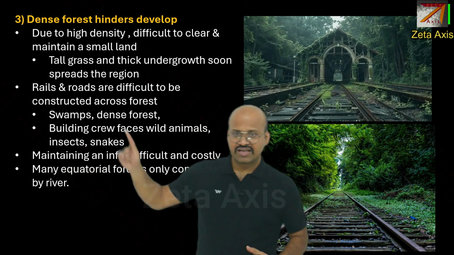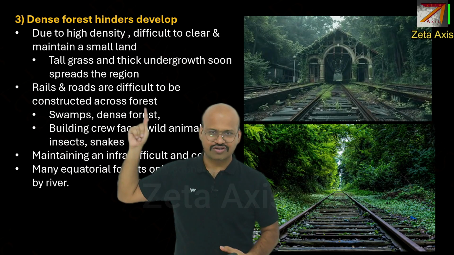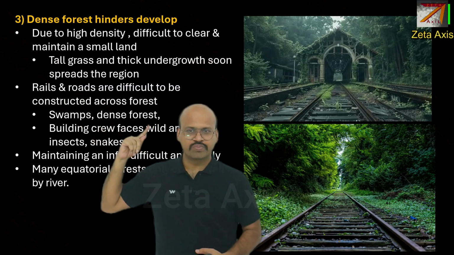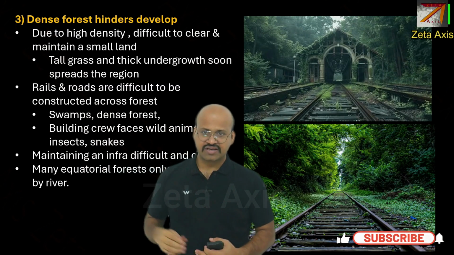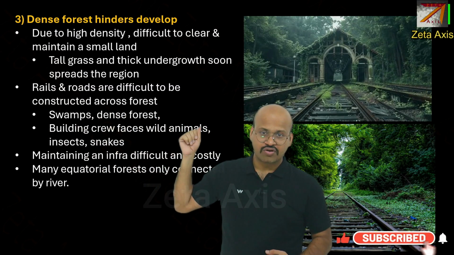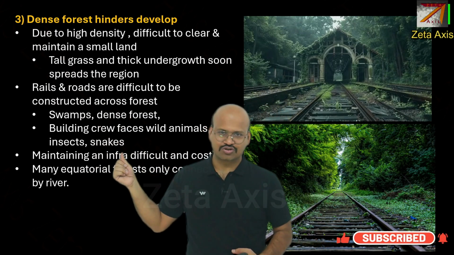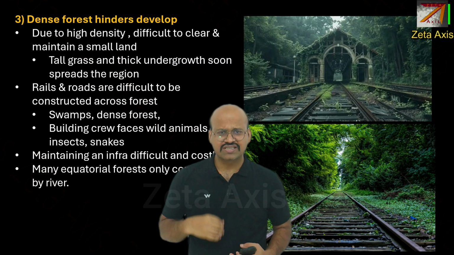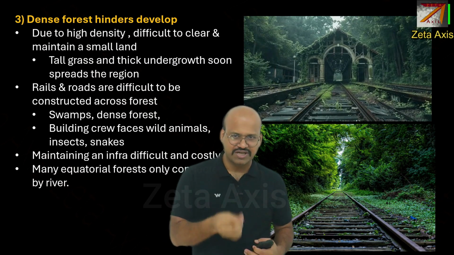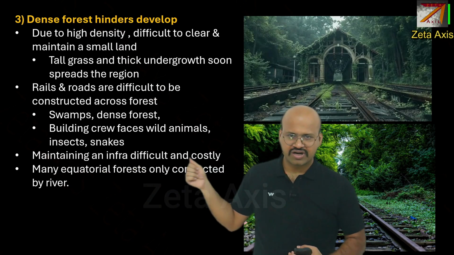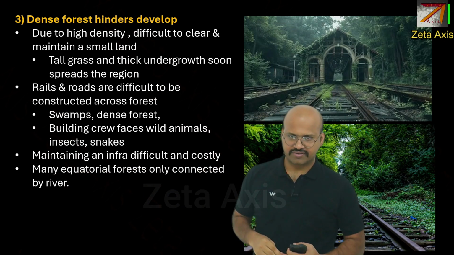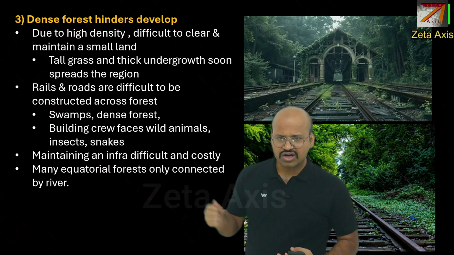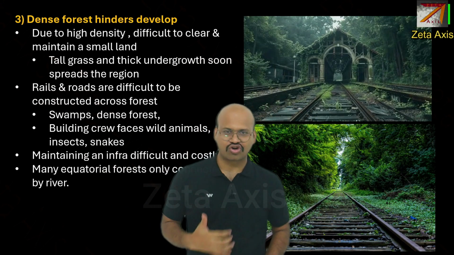Rails and roads are difficult to construct across the forest. Why? Because there are swamps and dense forests. It is difficult to make railways in this region. Even the building crew faces wild animals, insects, snakes. So there are various problems for the people who are maintaining this land. Even once the project is completed, maintaining it is also a difficult and costly work. Therefore, many equatorial forests lack road connections and only rivers are used for transportation or communication in this region.